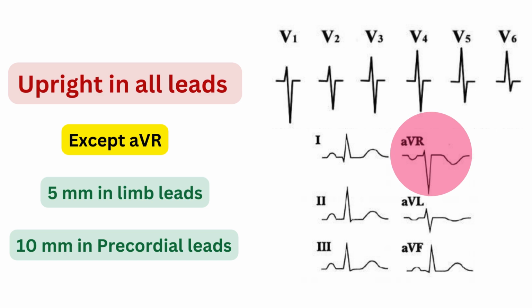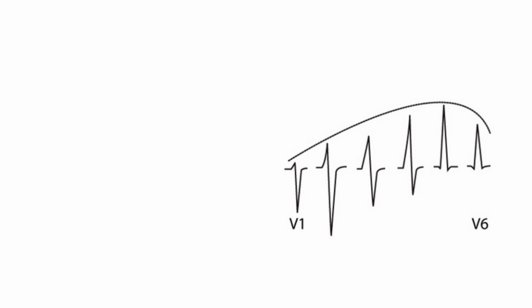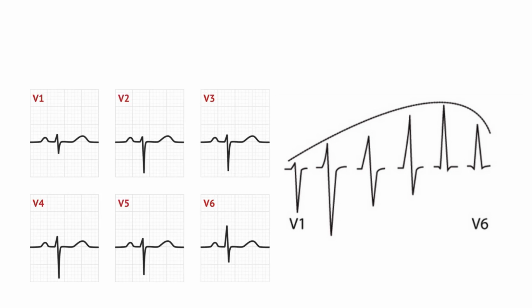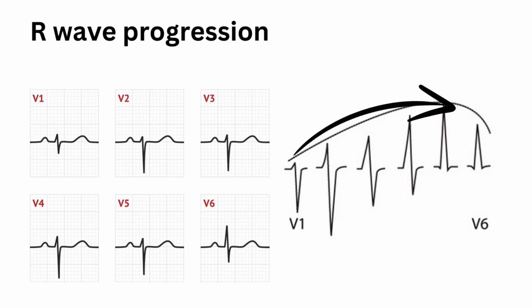Under normal circumstances, the R wave voltage gradually increases as we move from lead V1 to lead V6. This is known as normal R wave progression in precordial leads. Less than normal voltage of the QRS complex is known as a low voltage complex.